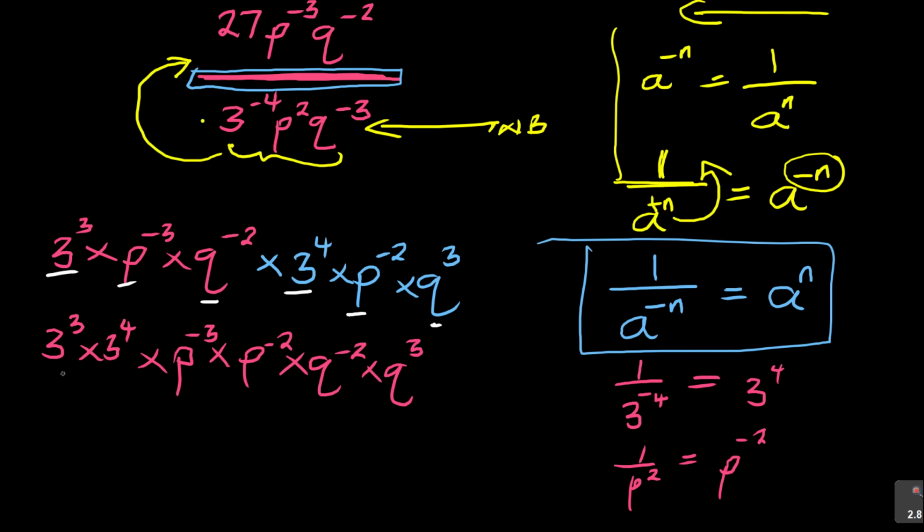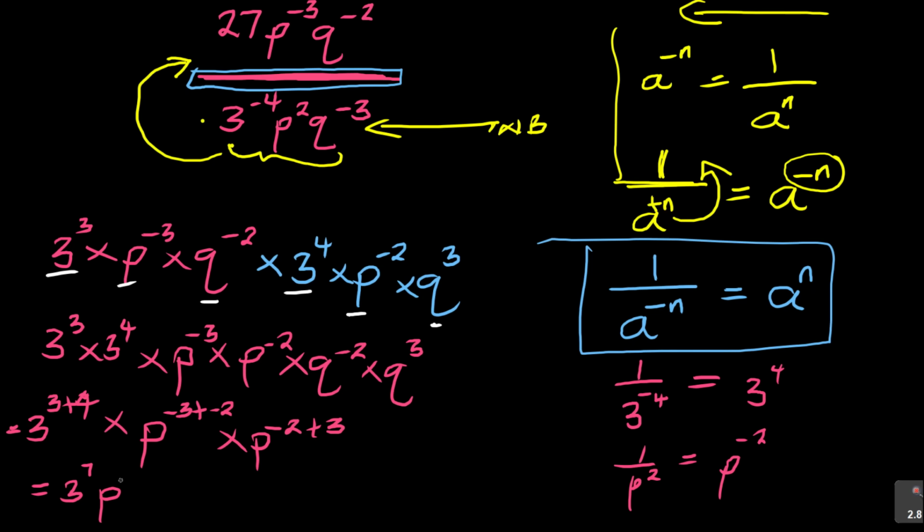Then you are using that law where you are adding. So it will be 3 to the power of 3 plus 4 times p to the power of negative 3 plus negative 2 times q to the power of negative 2 plus 3. We are adding. It's 7. Please, you're not multiplying, you're adding. 3 plus 4 is 7. Negative 3 plus negative 2, it's p to the power of negative 5.